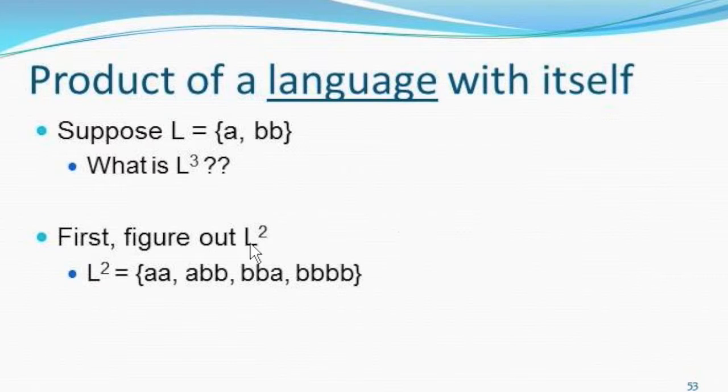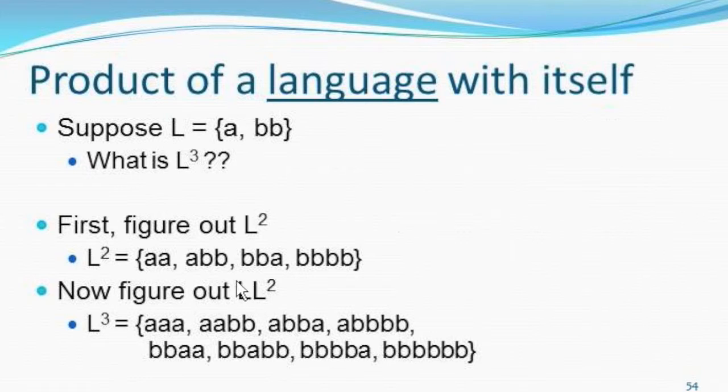First, I'd figure out L squared. And to figure out L squared, I would take A and put it in front of each of the elements of L. And then I would take BB and I would put it in front of each of the elements of L. And this is what I get. And then I would figure out L cubed, right? L times L squared by taking A and putting it in front of all these elements, and then taking BB and putting it in front of everything in L squared. So here's my final answer for L cubed.